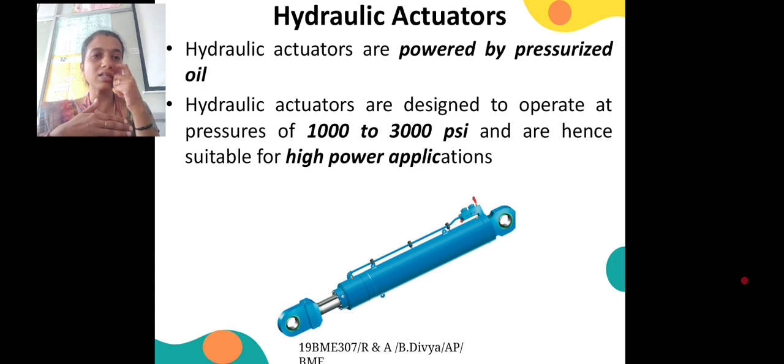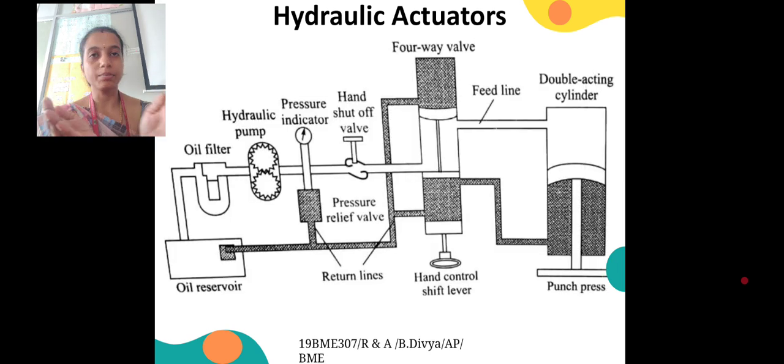Okay, we can see the diagram image of a hydraulic actuator. This is a hydraulic actuator setup. There is an oil reservoir and an oil filter, and the pressure of the oil can be measured. By pressurizing the oil, the movements can be done, right? So we'll find the oil reservoir, oil filter, hydraulic pump, pressure indicator, hand shaft of valve, pressure relief valve, feed line, hand control, four-way valve and a double acting cylinder.